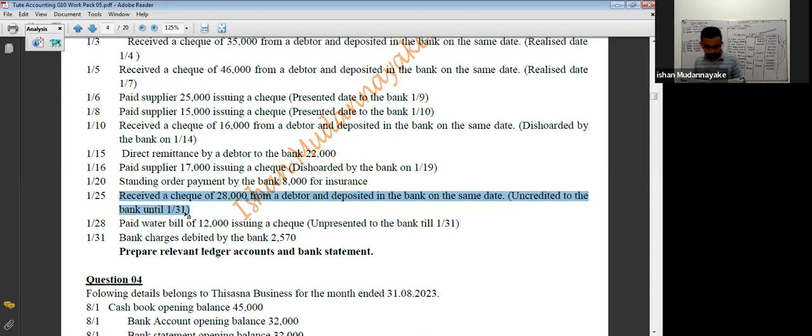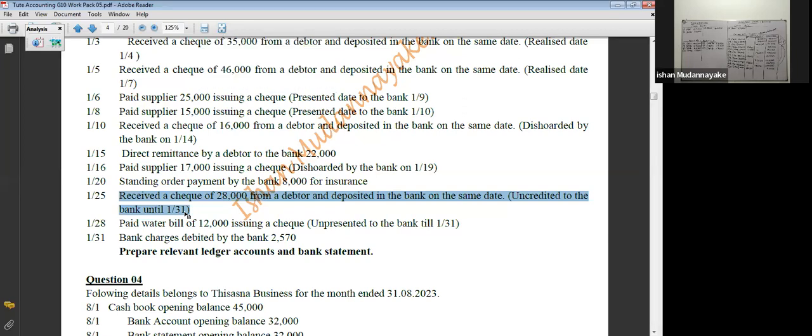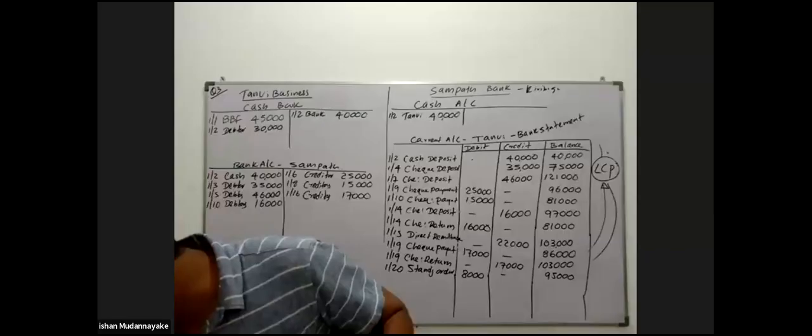20th January. Received a check of 28,000 from a debtor and deposited in the bank on the same date, but uncredited by the bank till 31st January. Our business organization received a check of 28,000 and deposited it in the bank on the same day, but it is uncredited until 31st January. It means unrealized till 31st January.